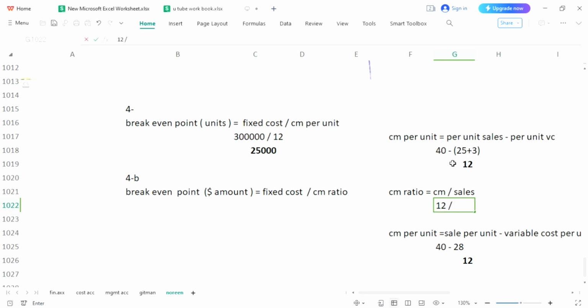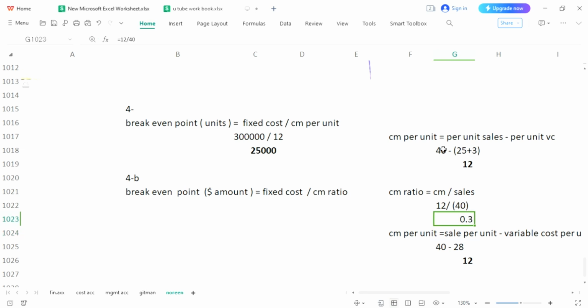40 is mentioned over here. Write down 40. Statement completed. It has been taken as given. So we'll have to do something: 12 divided by 40, but we will write 40 in terms of brackets. 12 divided by 40 would be put.